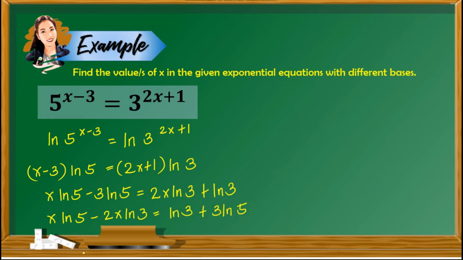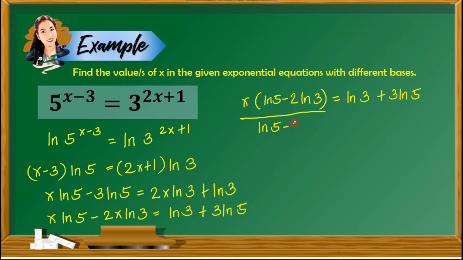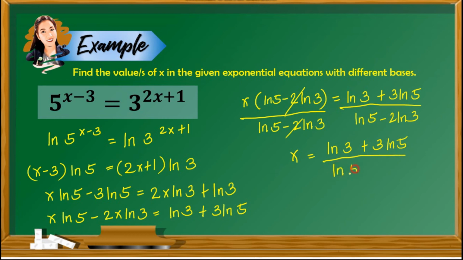Next is we need to factor out x as a common monomial value on this left side. So we have x times ln of 5 minus 2 ln of 3 equals ln of 3 plus 3 ln of 5. To solve for the value of x, we need to divide both sides by ln of 5 minus 2 ln of 3. Cancel this. We have x is equal to ln of 3 plus 3 ln of 5 over ln of 5 minus 2 ln of 3.